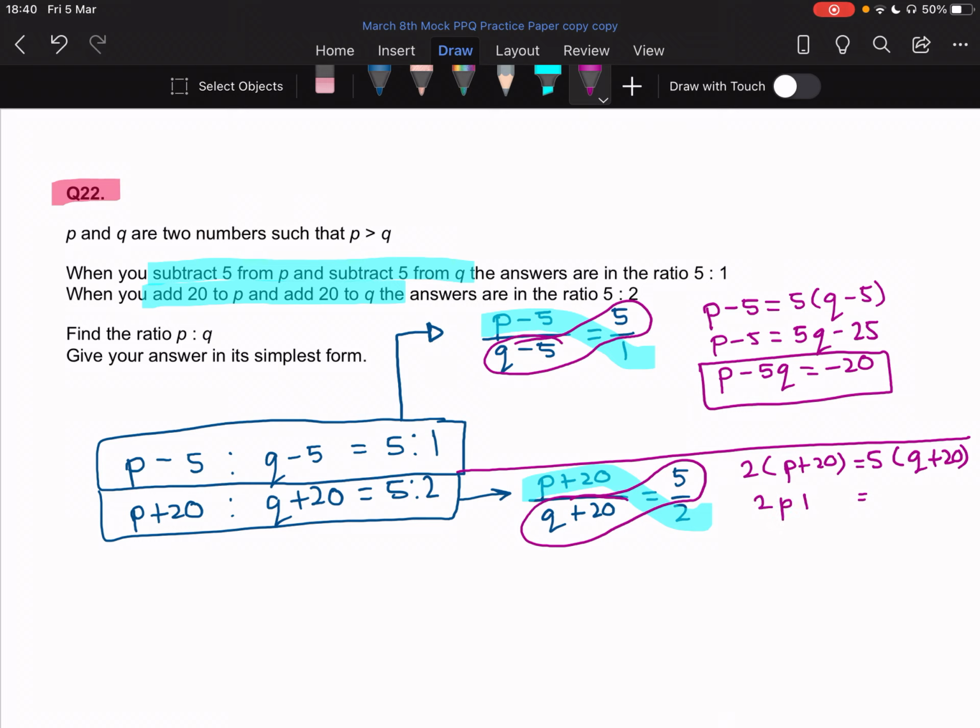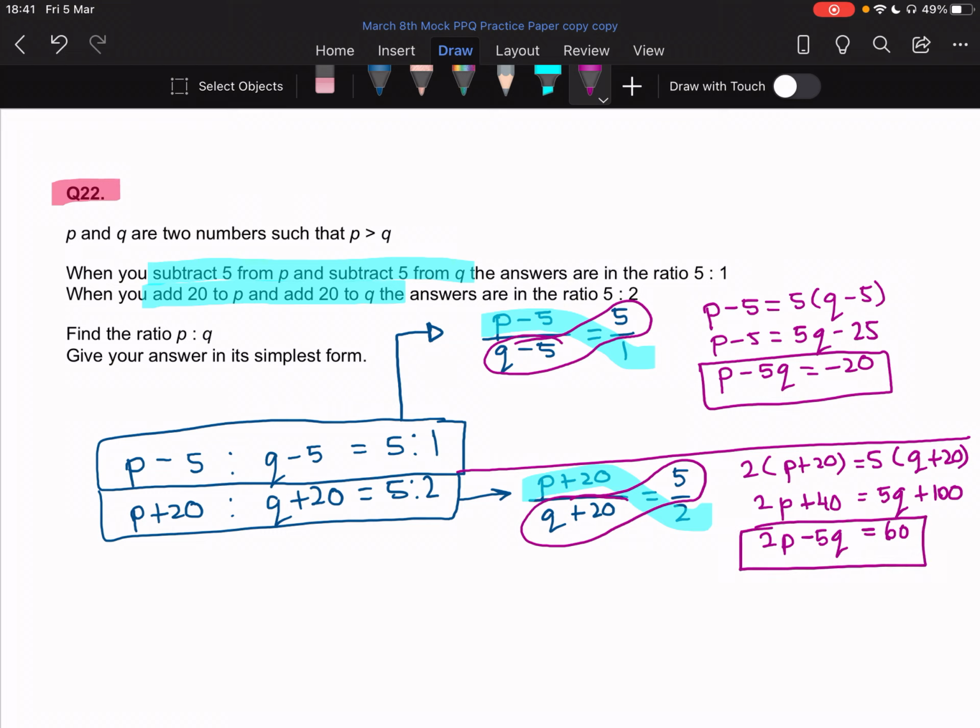Expand my brackets as normal. I'm not even explaining to you how to do that. Get my Q's and P's on one side, numbers on the other. So I take away 5Q and I take away 40 from both sides, of course. So I've got 2P minus 5Q equals 100 minus 40, which is 60. So here's my second equation.